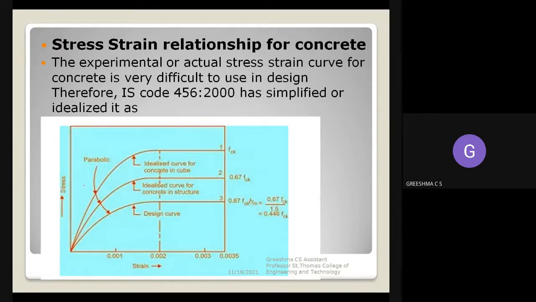Graphically, if we plot the response of concrete under stress and strain, the graph goes like this. Up to the value of 0.002 it will be a parabola, and after that it will be a straight line. Now you can see different types of strength over here: FCK, 0.6 FCK, and FCK divided by 1.5. Three graphs are there, so we'll see what these three different graphs are.